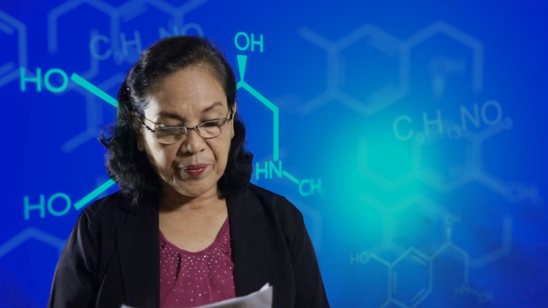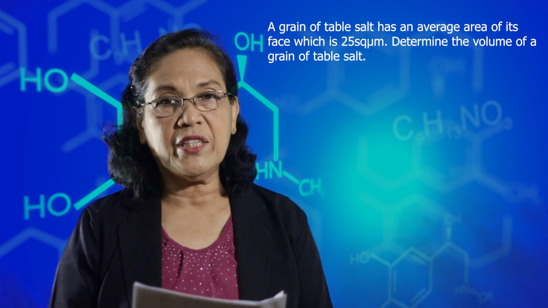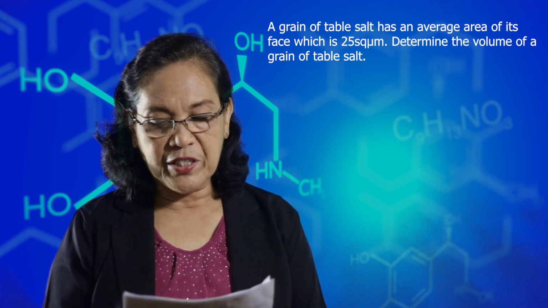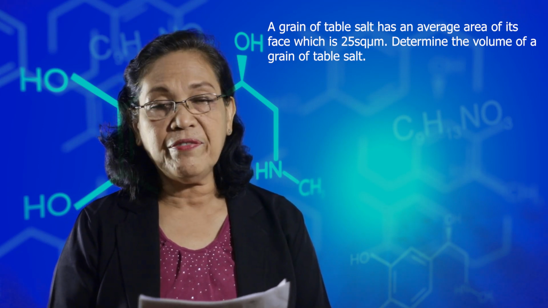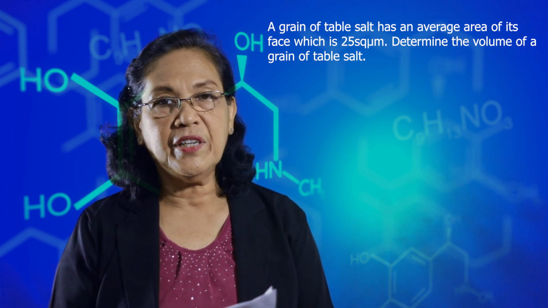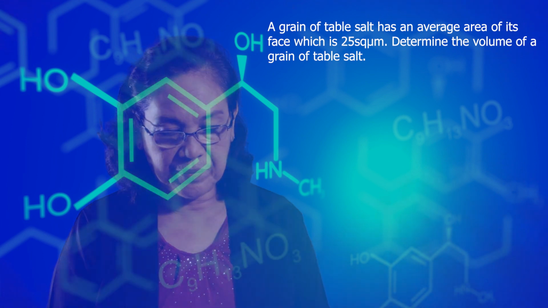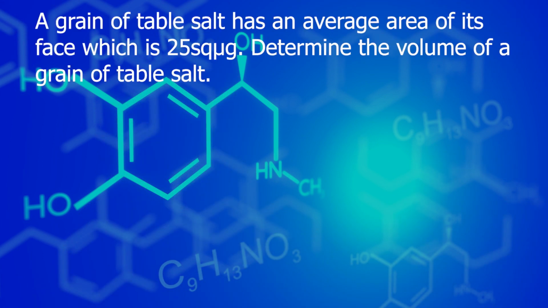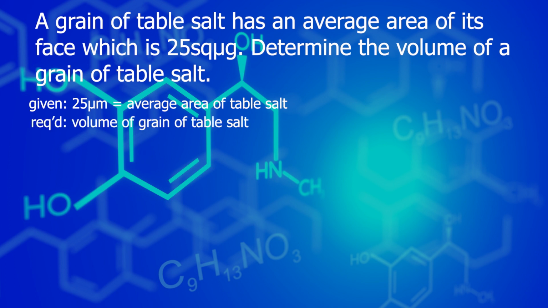Problem number 4. A grain of table salt has an average area of its face which is 25 square micrometer. Determine the volume of the grain of table salt. Problem number 4. We are given here that the average area of the face of the grain of table salt is 25 square micrometer. And we are asked to get the volume of the table salt.